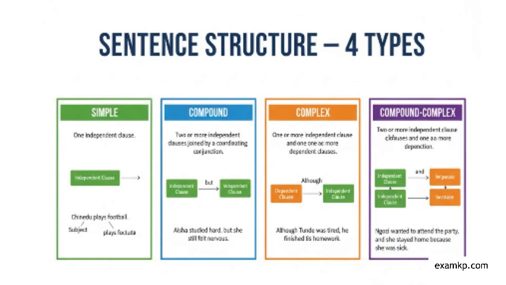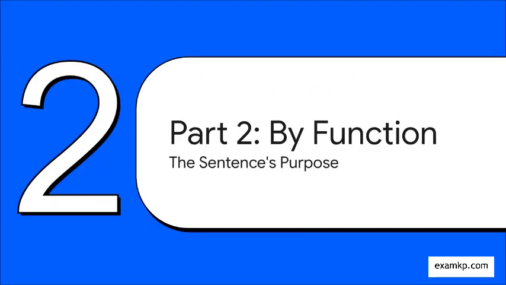Alright, we've totally nailed structure. Let's move on to our second category, classification by function. This isn't about clauses and conjunctions anymore. This is about the purpose of the sentence. What job is it actually trying to do? There are 4 main functions, and they are pretty straightforward.